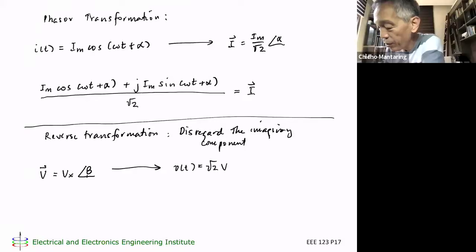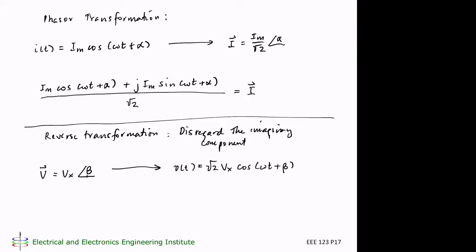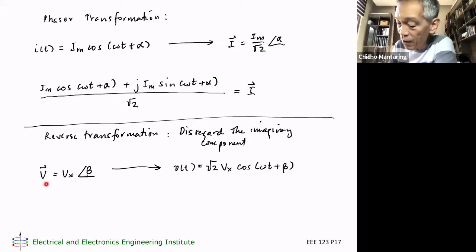Yeah, V is square root of 2 Vx cosine of omega t plus beta. So what happened? In effect, the imaginary component of this, I removed it. I left only the real component. And then, because I divided here by the square root of 2, I multiply now by the square root of 2.